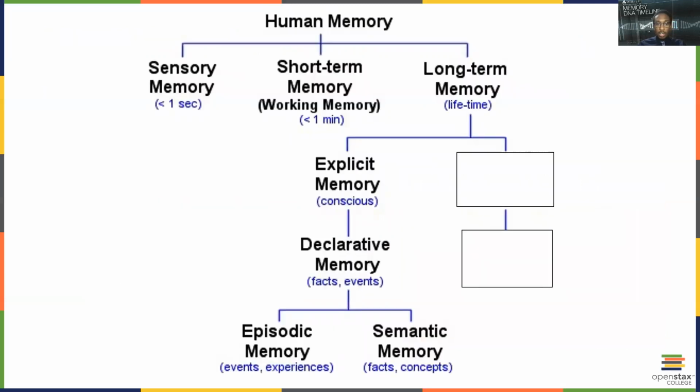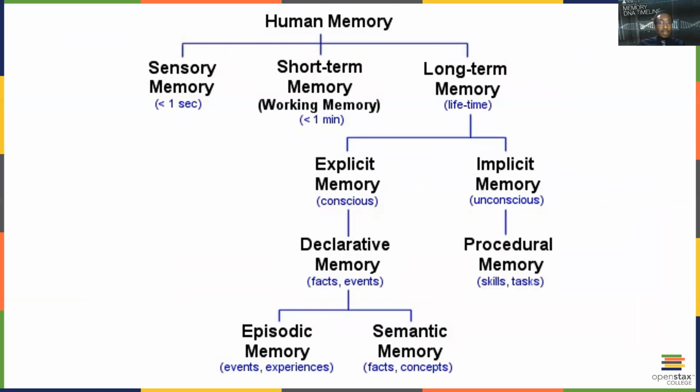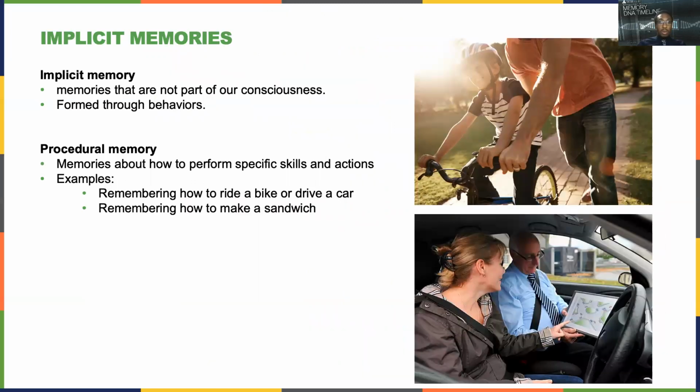And then as we go to the other side of this diagram, the other split of long-term memory, implicit memory. So these are things that are unconscious. Things like skills or tasks that we might further classify as procedural memory. So implicit memories, once again, things that you don't consciously think about, or you don't actively think your way through every part of the task while using that memory.